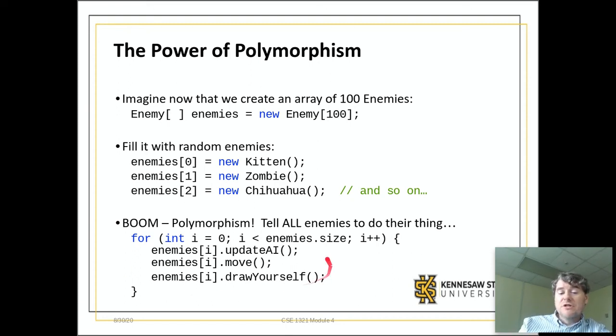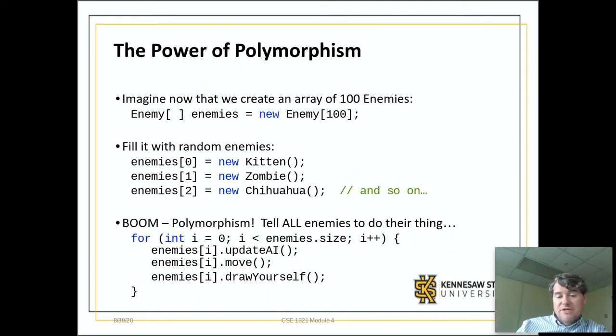This would be a much uglier block of code where I would be specifying what the kitten is supposed to do and what the zombie is going to do and what everybody else is going to do. And there may be 200 different types of enemies that I would have to write code for. And then every single time that I want to add a new enemy to the game, I have to update every block where the enemies are interacted with. That's awful.